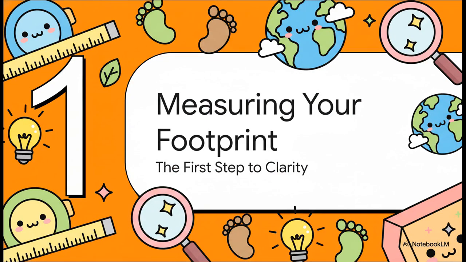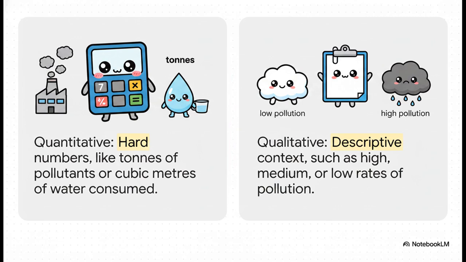Before you can evaluate anything, you've got to measure it, right? This is ground zero for getting any kind of clarity on what your organization is actually doing out there. So, when it comes to measurement, you're basically looking at two flavors. On one side, you've got the quantitative stuff. These are the hard numbers. We're talking tons of this, cubic meters of that. Then, on the other side, you've got the qualitative data. This gives you context, rating things as, say, high, medium, or low impact. You absolutely need both to get the full picture.